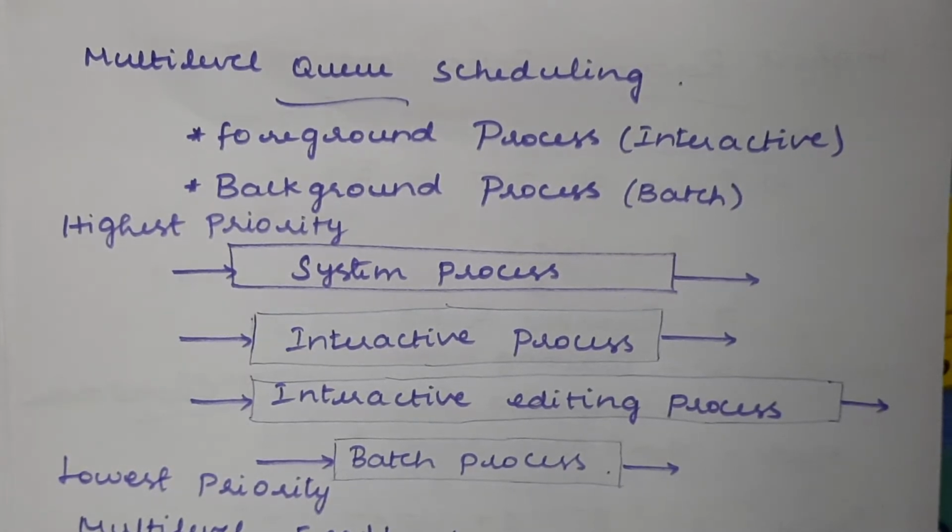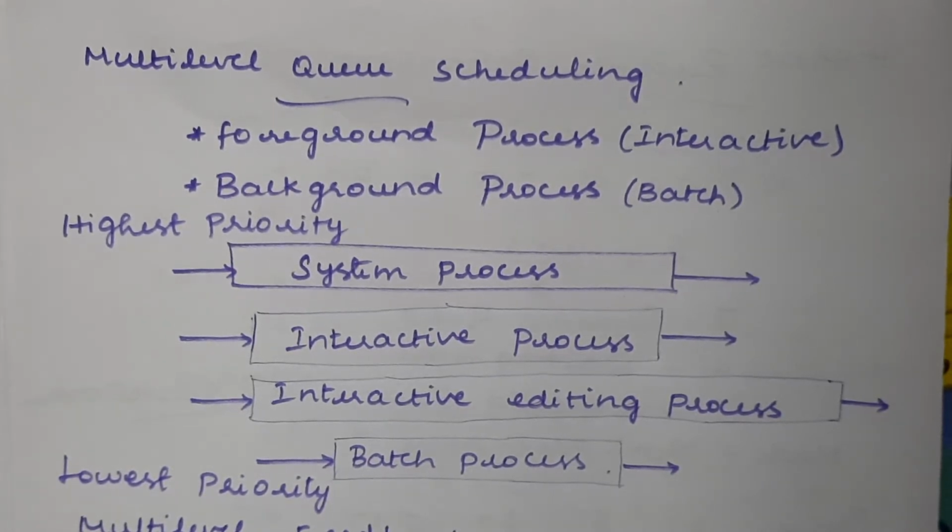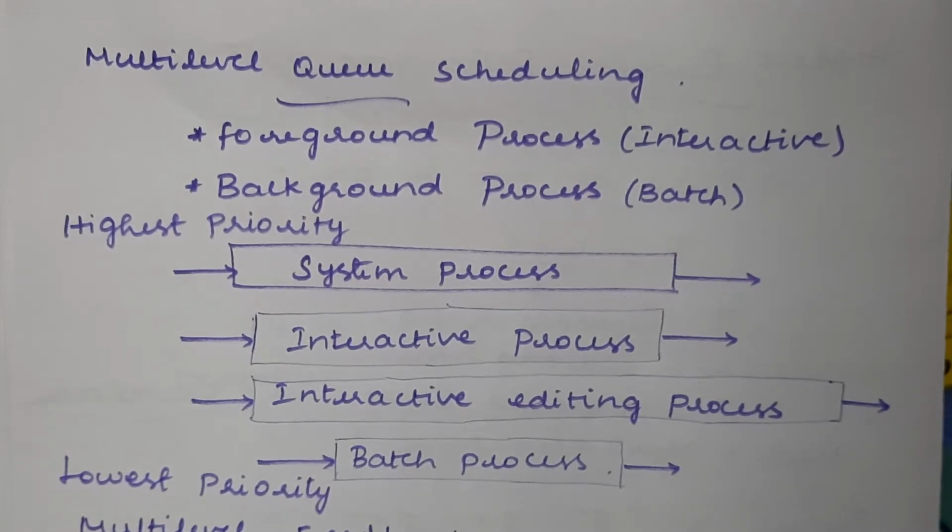So here the process is majorly categorized into two. One is foreground process and another one is background process. So what do you mean by foreground process? All the interactive processes come under foreground process. Interactive processes can be executed in time sharing environments and within a minimal response time. If it produces the output, then we can call those processes interactive processes. And if it needs any changes, which means changes can be done frequently in the case of interactive processes, we can call those processes interactive editing processes, right?